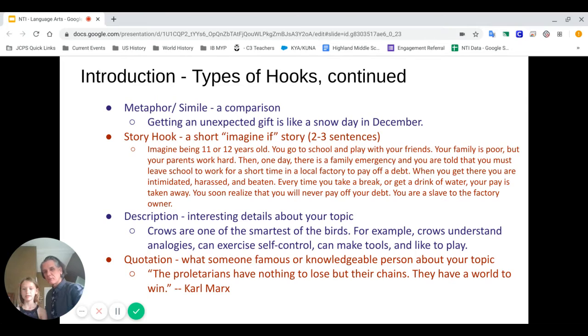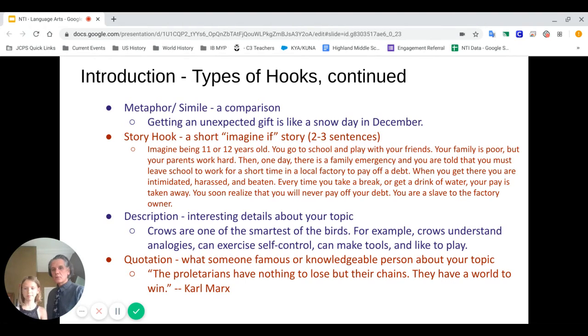How long is that? Oh. This word is proletarians. The proletarians have nothing to lose but their chains. They have a world to win. Karl Marx. Yeah, a proletarian is someone who's poor and has to work all the time.